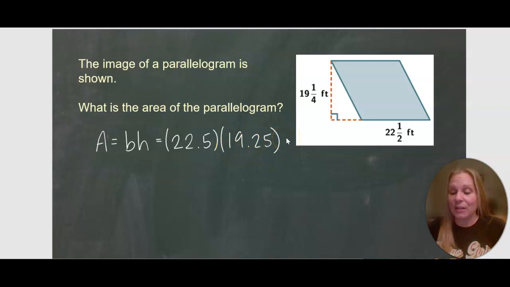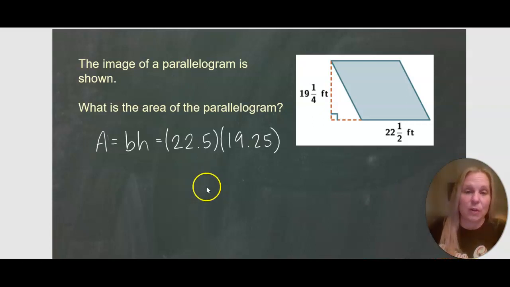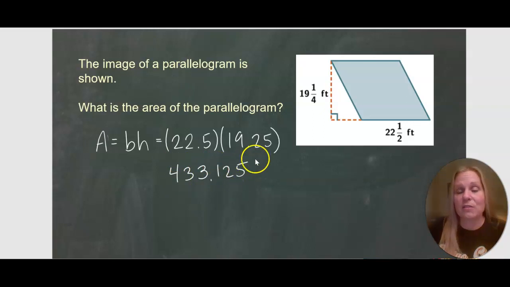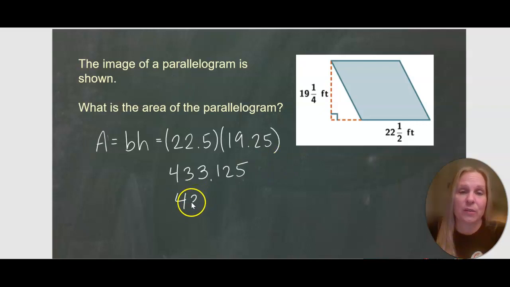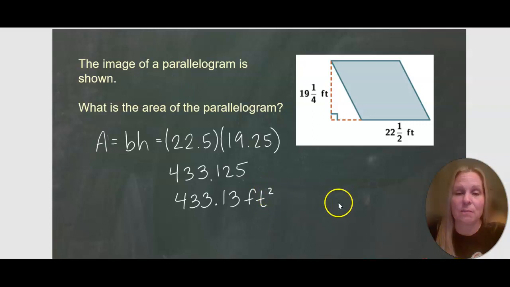And let's see what that equals. 22.5 times 19.25 is 433.125. So if I was told, that's 1/8 by the way. So if I was told to round this to the nearest hundredth, I would round it to 433.13. And again, we're measuring area, so we're in square feet this time.